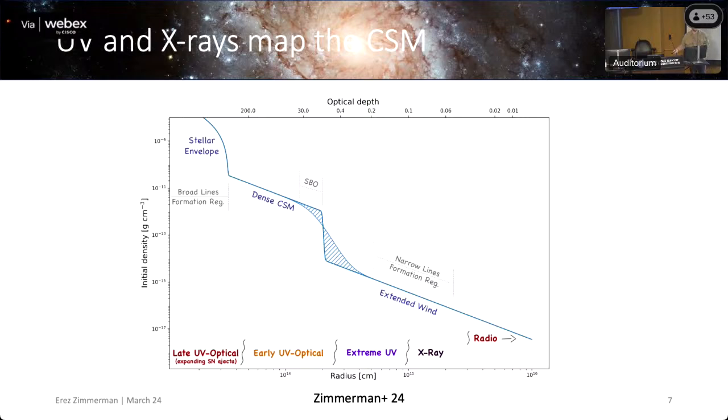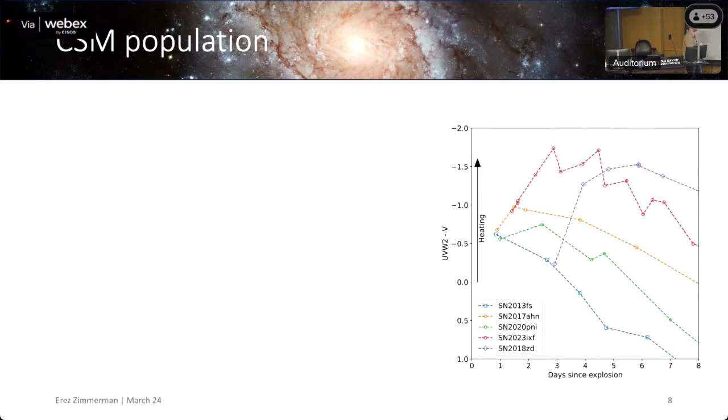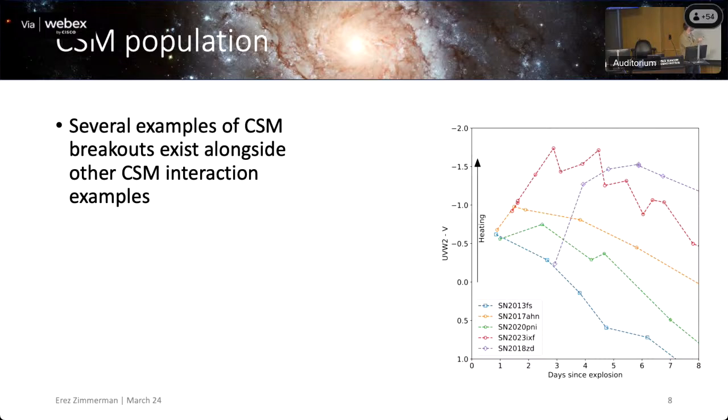And it's always more interesting to look at populations and many supernovae. And we actually have in the literature examples of more such interacting supernovae. So there are several examples where we see that the UV color is becoming bluer early in the supernova interaction, and this is a sign of heating. So these are heating supernovae as opposed to cooling supernovae like 2013fs. So these are interesting, and we're already starting to see a population.